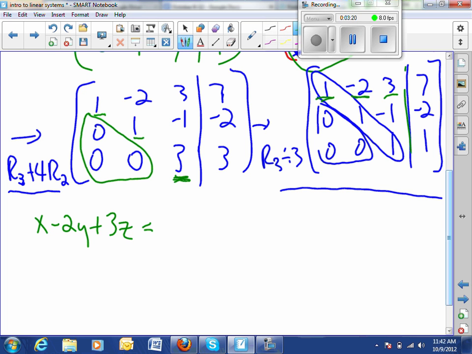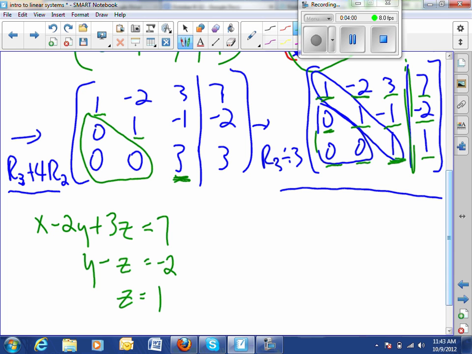This bar represents our equal signs, and then I've got a 7 over here, so this first equation is equal to 7. I'll do the same thing for the second one. I've got a 0 here for x, so I don't even need to write that. I've got a 1 for y, so y, and then a negative 1 for z, minus 1z, or just minus z, equals negative 2. And then in the last row, I've got 0 for x, 0 for y, and I've got just a coefficient of 1 here for z. So z equals 1. That's our last equation.